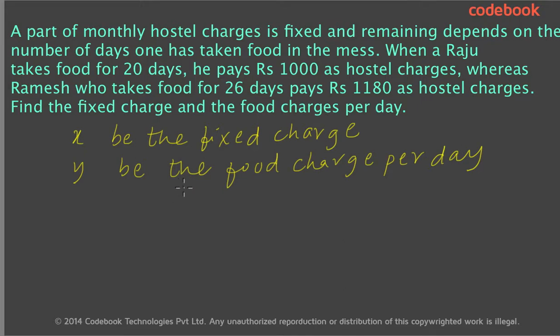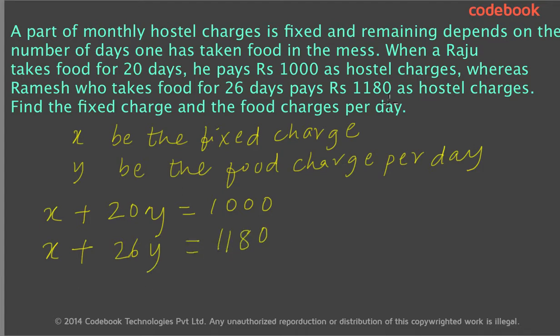So let's try to formulate the equations. In the first case, Raju has to pay a fixed charge X plus he ate food for 20 days. So 20 times Y is equal to 1000 rupees, which is what he paid. Similarly, in the case of Ramesh, he has to pay the fixed charge X plus he ate food for 26 days. So 26 times Y is equal to 1180. So that's what he paid.